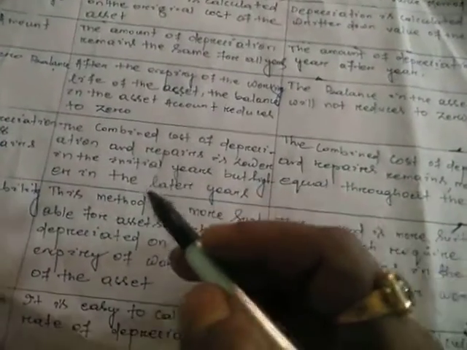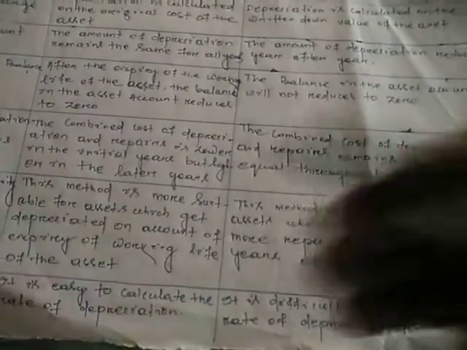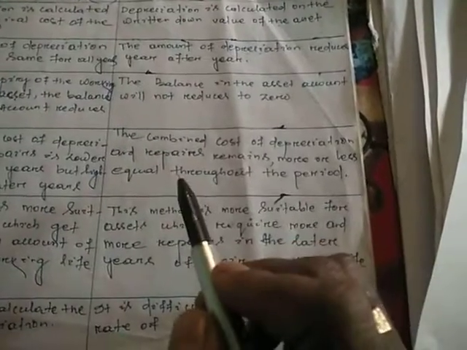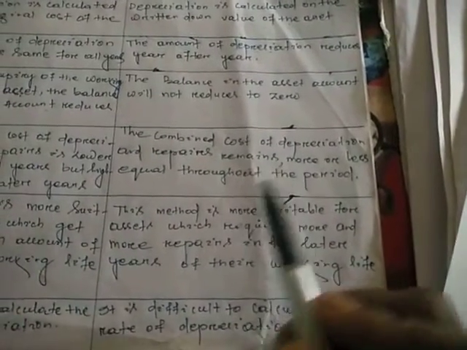In the sense lower in the initial years. At first it will be lower, but at last, when the time is maximum, it will be higher. Then come to WDB. So the combined cost of depreciation and repairs remains more or less equal throughout the period.